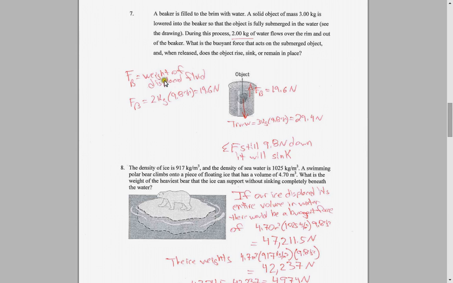So the buoyant force equals the weight of the displaced fluid. I was told the mass of the displaced fluid is 2 kilograms times 9.8 meters per second squared, gives me a buoyant force of 19.6 newtons. All right, I was also told that it had a mass of 3 kilograms, so the true weight is 29.4 newtons. So the net force on the object is the downward force of 29.4 and the upward force of 19.6. I get a net downward force, so it will sink down.